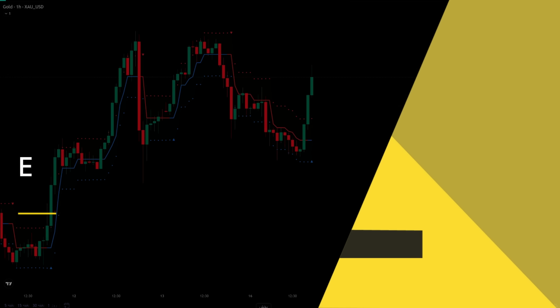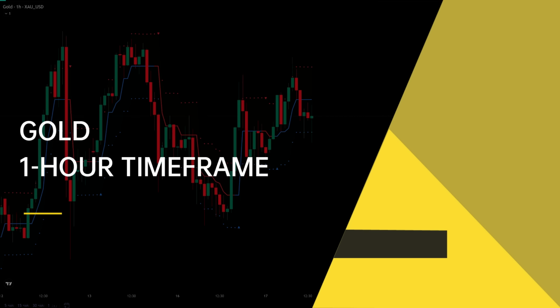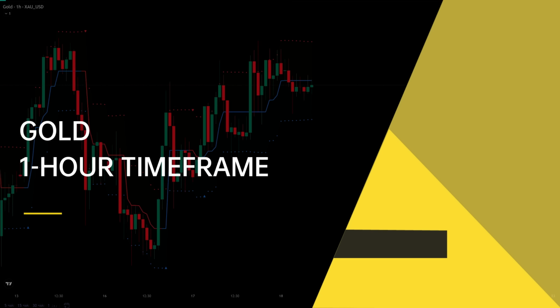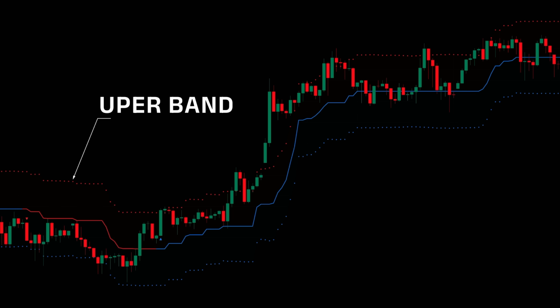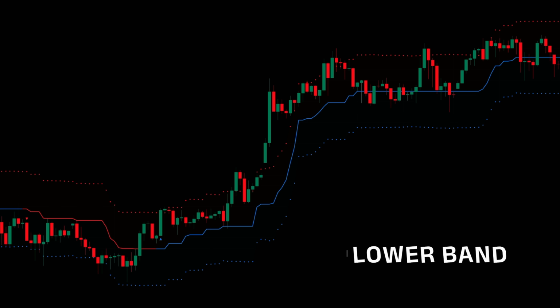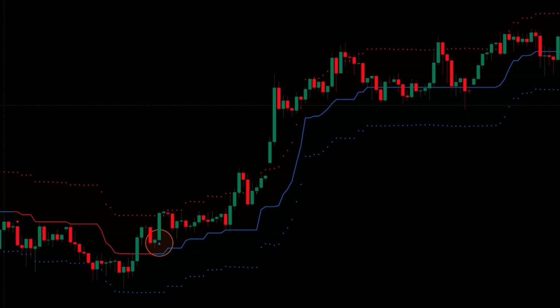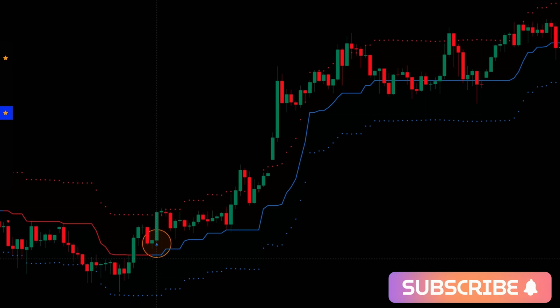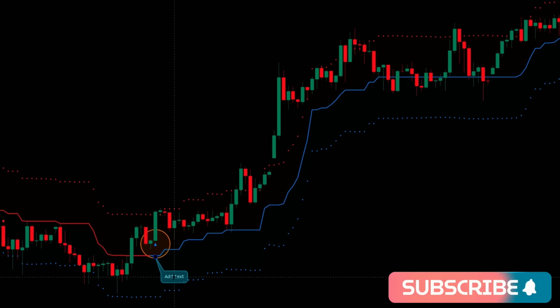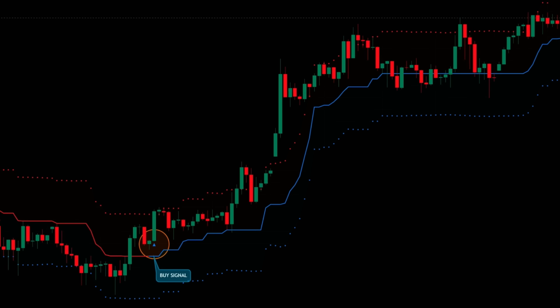Look at this gold 1 hour chart. On the chart, there's an indicator applied directly to price and it has a midline running through the candles and one dotted line above it and one dotted line below it. Those dotted lines form a band that price moves inside. The indicator also generates signals when price crosses the midline: a cross above produces a buy signal and a cross below produces a sell signal.